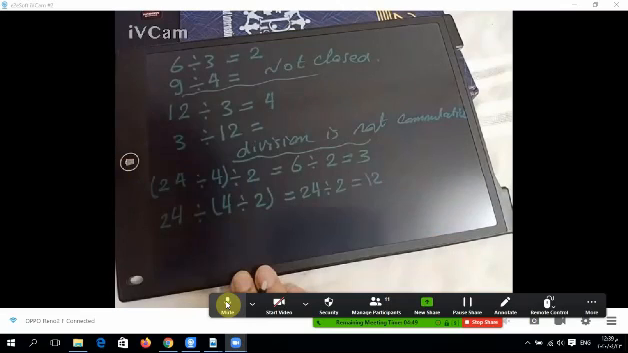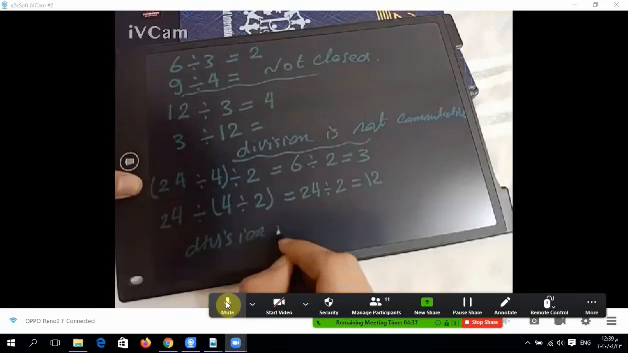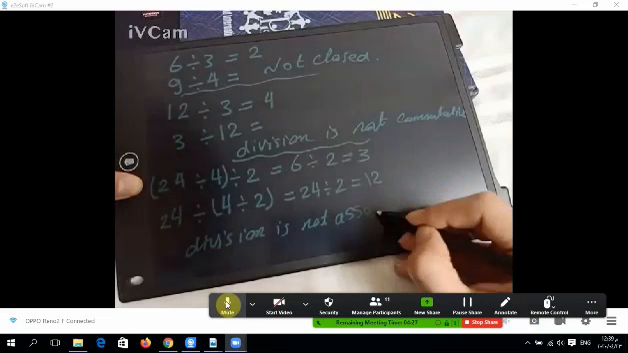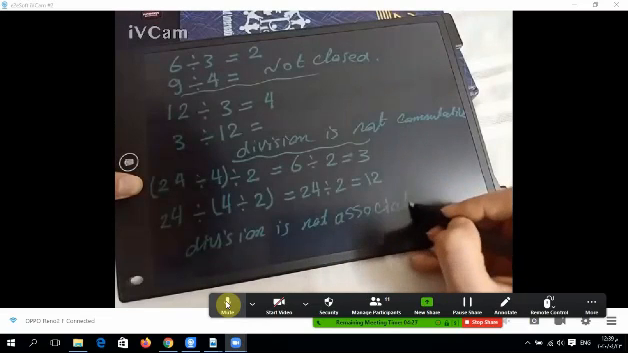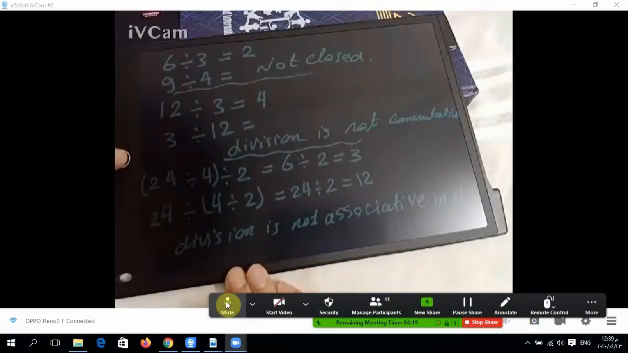Does it give me the same answer when I take the first two together or the second two together? No, it didn't give me the same answer. That means division is not associative in N. Okay. In multiplication, we said that we have a neutral number, the multiplicative neutral element, and it was 1.